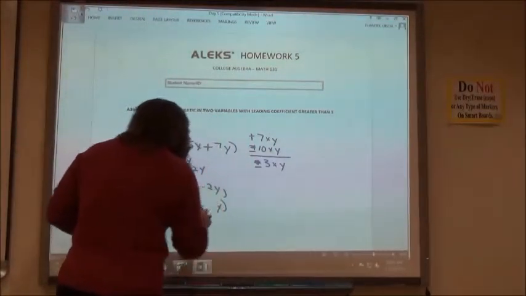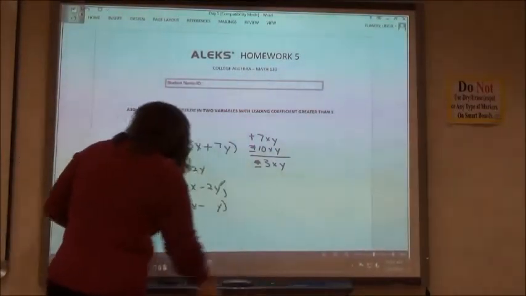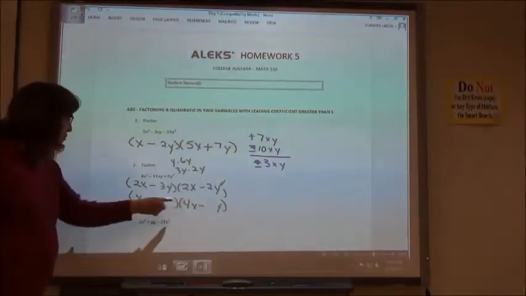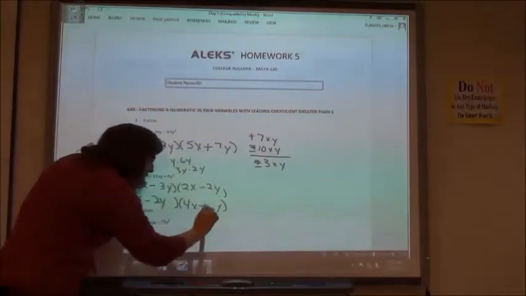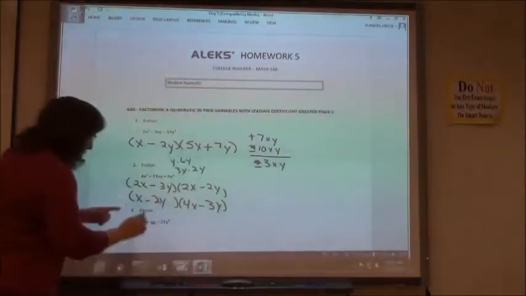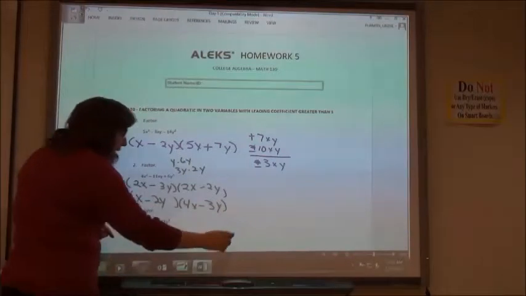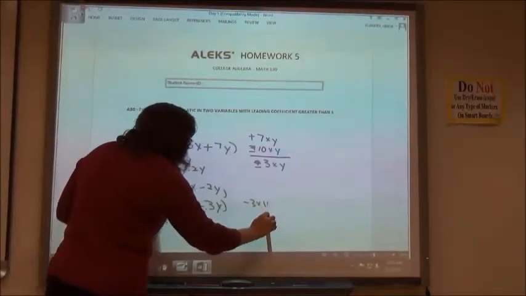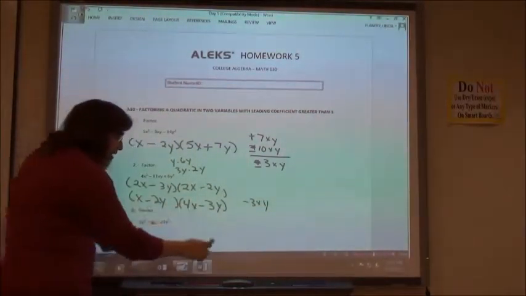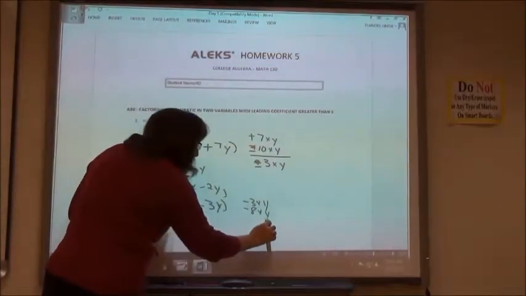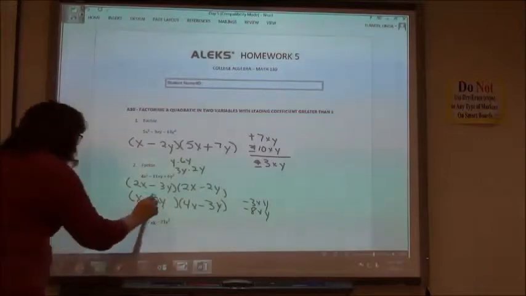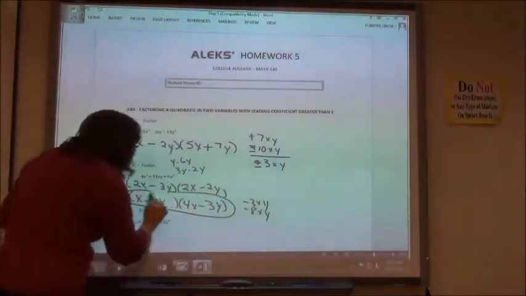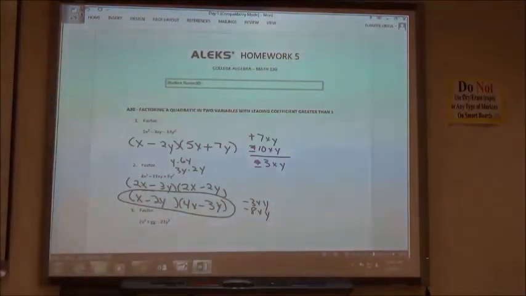So then I better try the 3 and the 2. Let's see, 3 and 2. If I put the 3 here, that's already going to be 12. That's going to be too big, so I better put the 2 first and then the 3 second. Now if I check it, I get a negative 3xy on the outside. I get negative 8xy on the inside. And sure enough, negative 3 plus negative 8 is negative 11. So after all that guessing, I finally found it.